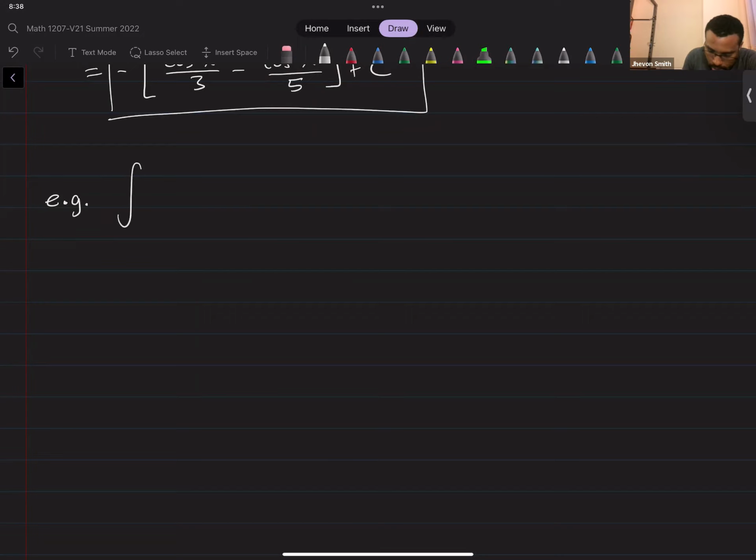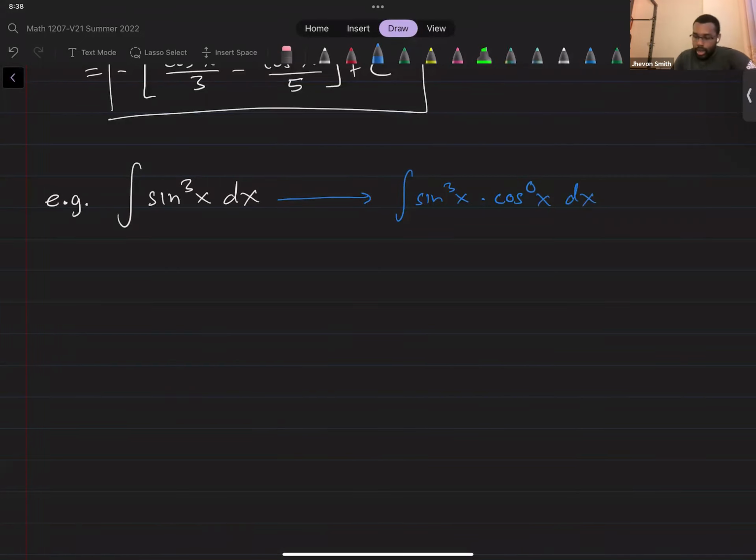What if you end up having to do just the integral of sine cubed? Okay. So it turns out it's the same strategy. And why is that? Because you can think of this as sine cubed times a cosine to the 0, right? Which is 1, and 0 is even.